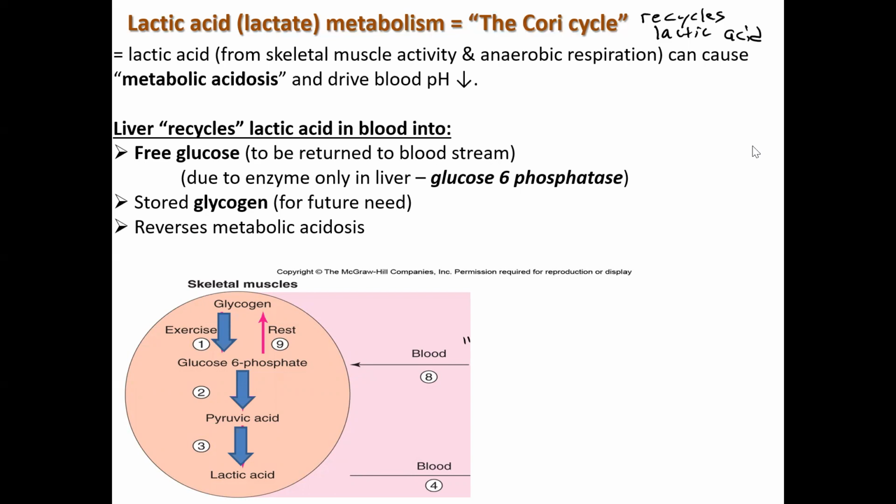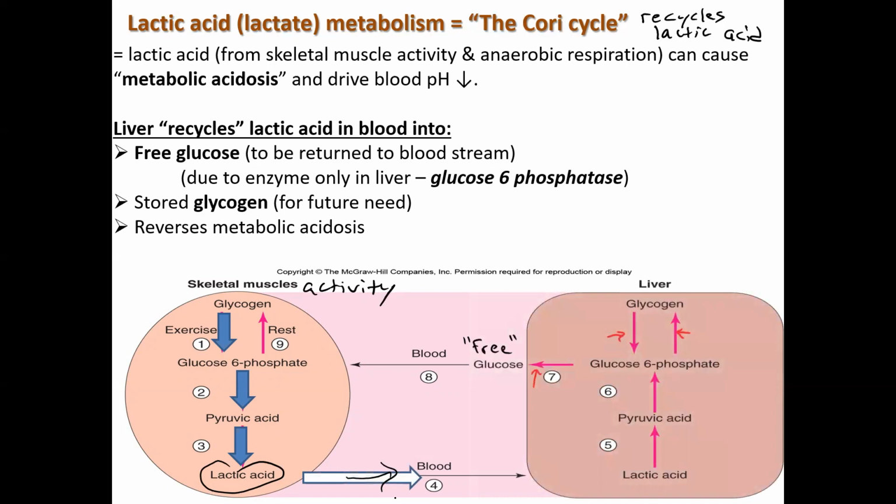Lactic acid is produced from skeletal muscle activity. Okay, so you've got lactic acid that goes into the bloodstream. Left there, your blood pH will drop and you'll have a whole bunch of metabolic problems. So what the liver does is it takes that lactic acid and it can turn it into pyruvate.